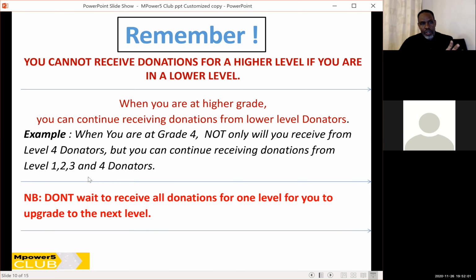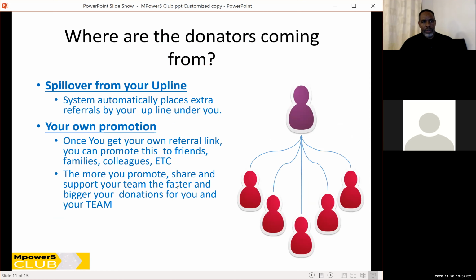So this is the summary of what I've just said. You cannot receive donations from a higher level unless you have donated up to that level. All right? So when you are at a higher level, you can receive donations from all the lower levels as and when they fill up. You do not have to wait for all the donations for one level for you to advance to the next level. So always watch your network, how they are growing, and make sure that you are preparing yourself to receive at the higher level.